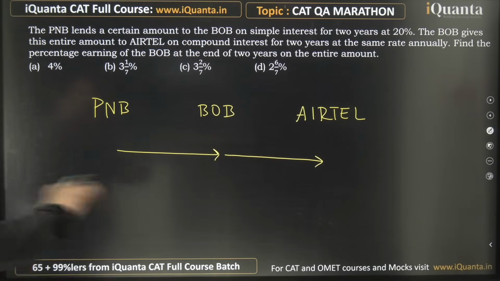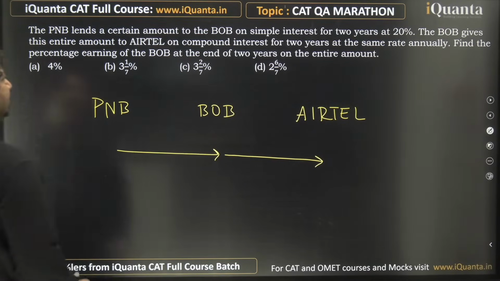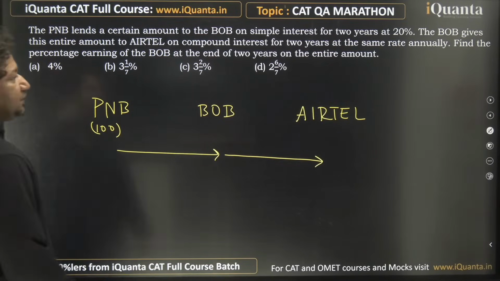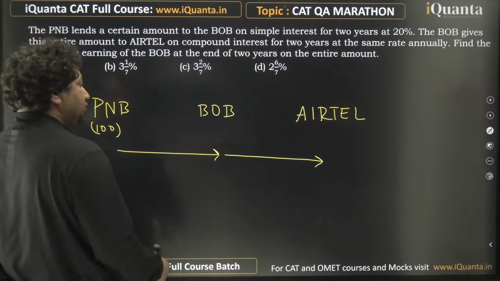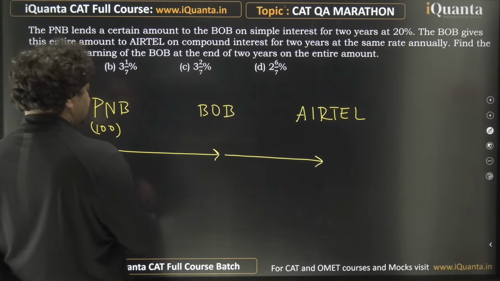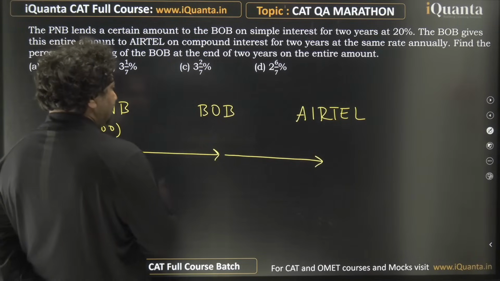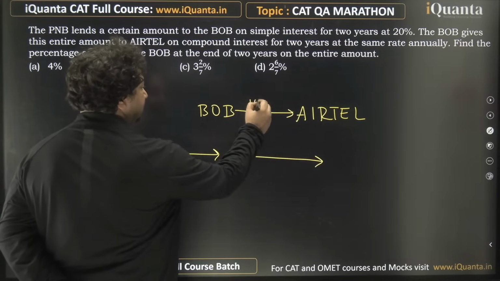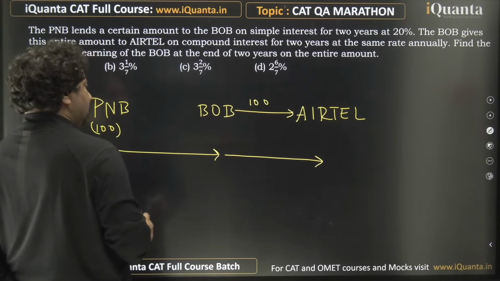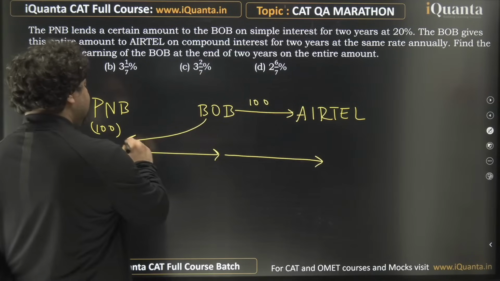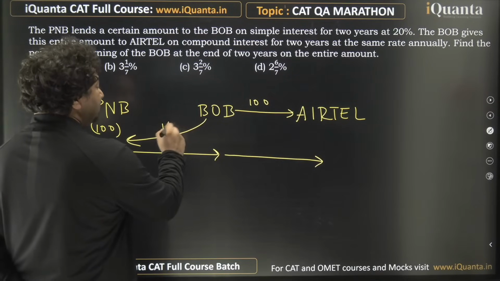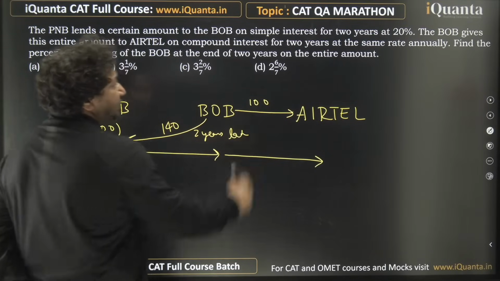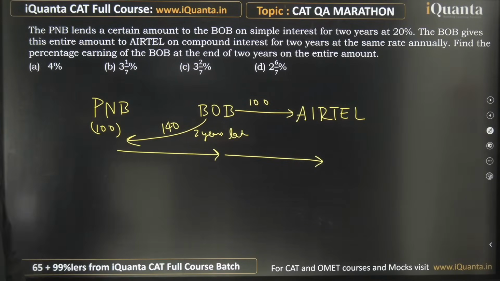We'll solve this question in one go. So let's say that PNB gave 100 rupees to BOB for 2 years. And BOB gave this 100 rupees to Airtel. After 2 years, BOB has to give back to PNB 140 rupees, isn't it? Because it is 20% simple interest.